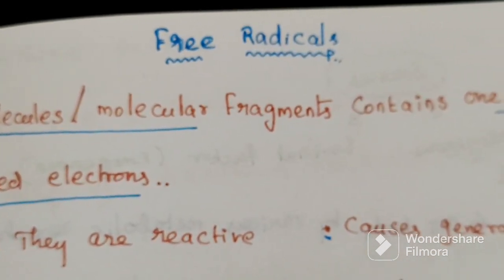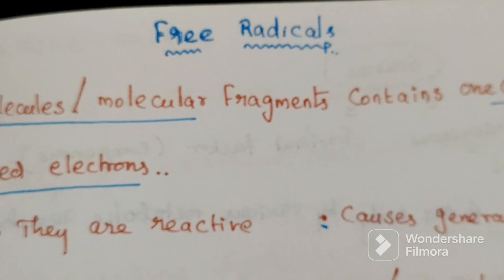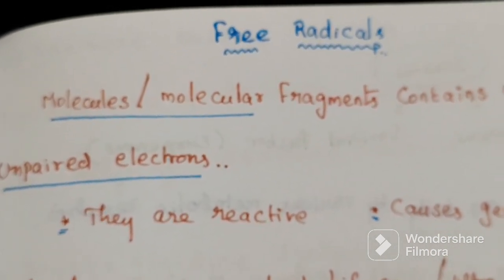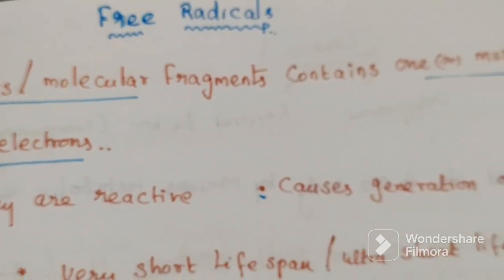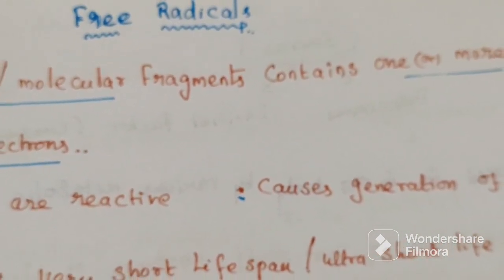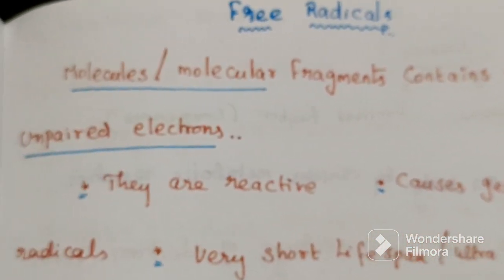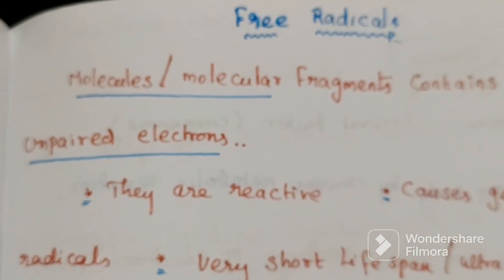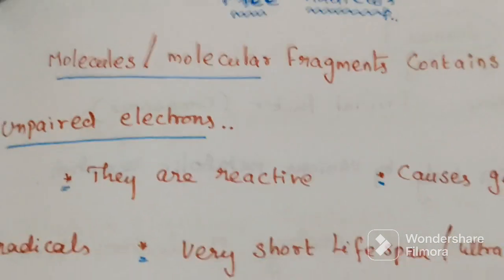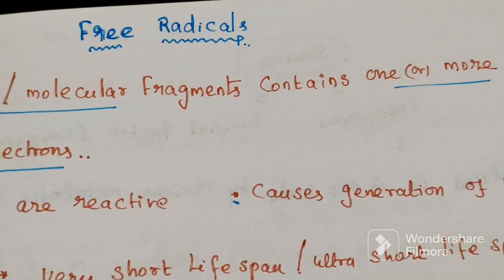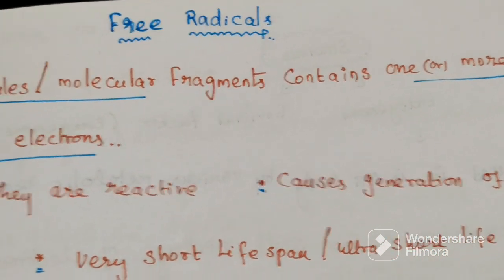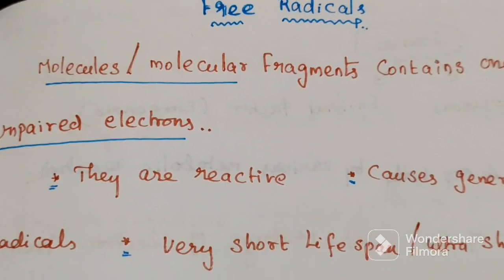Today's topic of discussion is free radicals. How to define free radicals? Free radicals are the molecules or molecular fragments which contain one or more unpaired electrons. That is why they are known as free radicals.